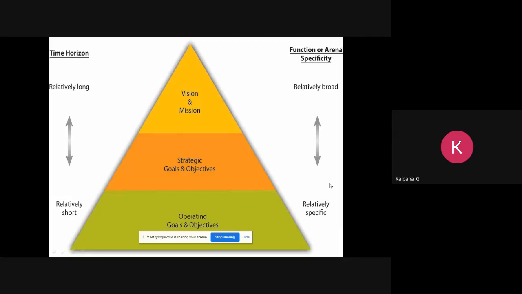Whereas when we talk about relatively specific vision and mission for the departments, it will be focusing on the courses related to the CSE department. What will be the outcome if you are going to learn all those subjects that come under the CSE program? So these are relatively broad. At the top level, the objectives are at a broader level, and the lower level objectives are specific based on the division they are falling under.